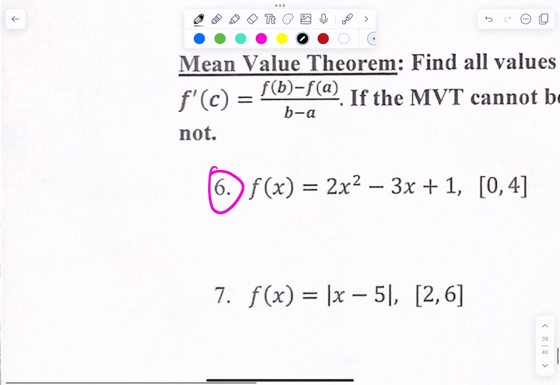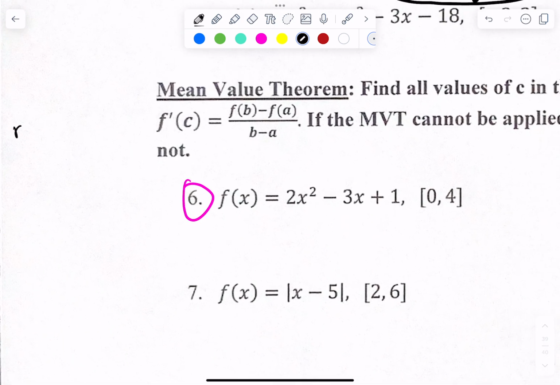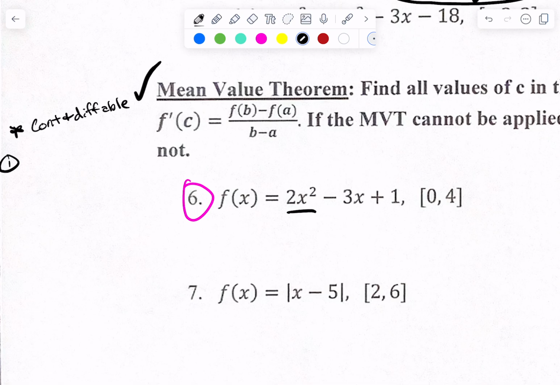So on 6, before we start step number 1, is number 6 going to be continuous and diffable? He's a quadratic. We're going to have any problems with quadratic? No, so he's continuous and diffable. His parent function is quadratic. And quadratics don't have vertical asymptotes. They don't have holes. They don't have jumps. They don't have anything like that. So he's continuous and diffable.